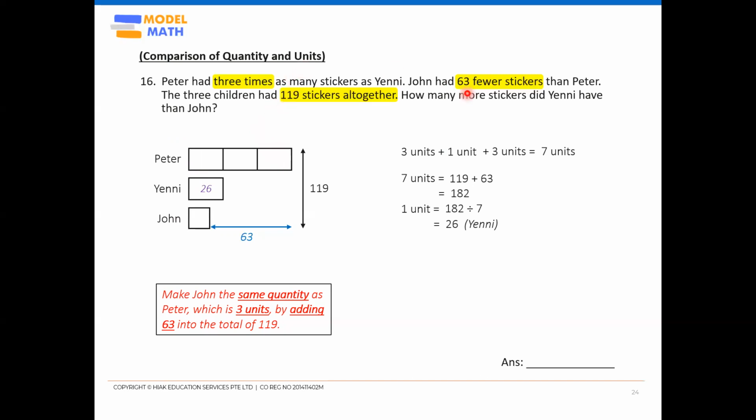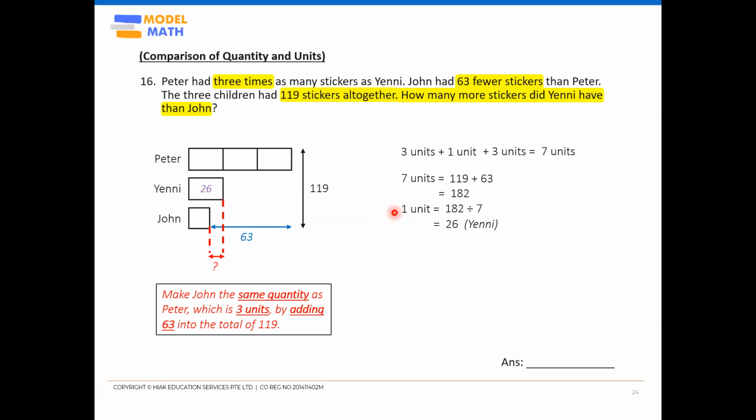So the question is asking how many more did Yenni have than John? Now let's identify this more part. So the more means the difference between Yenni and John, correct? If you look at Yenni and John's, the difference is actually this really small portion here. So I'm just going to partition that out. And you can just put a question mark there. Which means I will be interested in these 2 people, Yenni and John. Currently, I already have Yenni's stickers, which is 26. So our next target is to find out how many does John have.